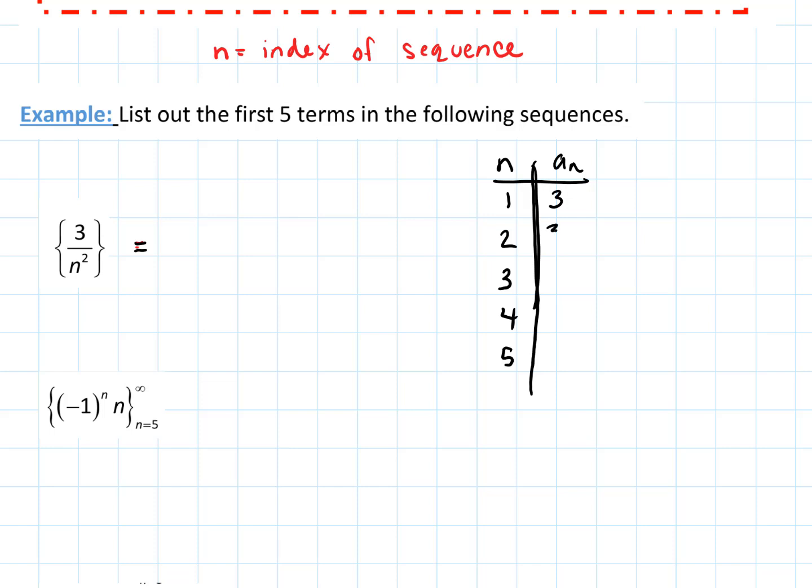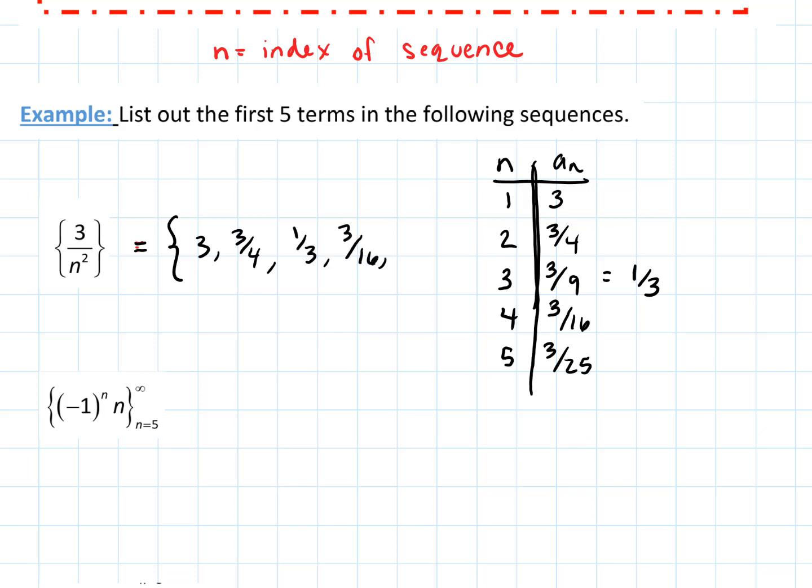3, and then 3 over 4, and then 3 over 9. We'll reduce that in just a second. 3 over 16, and 3 over 25. And so, of course, that guy becomes 1/3. And so if we wanted to list out the first 5 terms, we would list them as 3, 3/4, 1/3, 3/16, and 3/25. Now that doesn't end right there, so I'll just do the 3 dots here and continue it on.